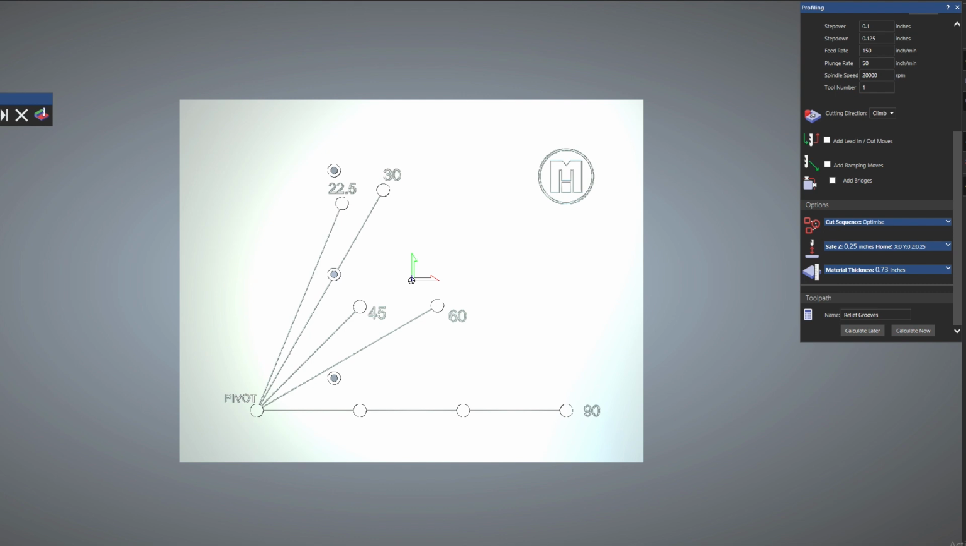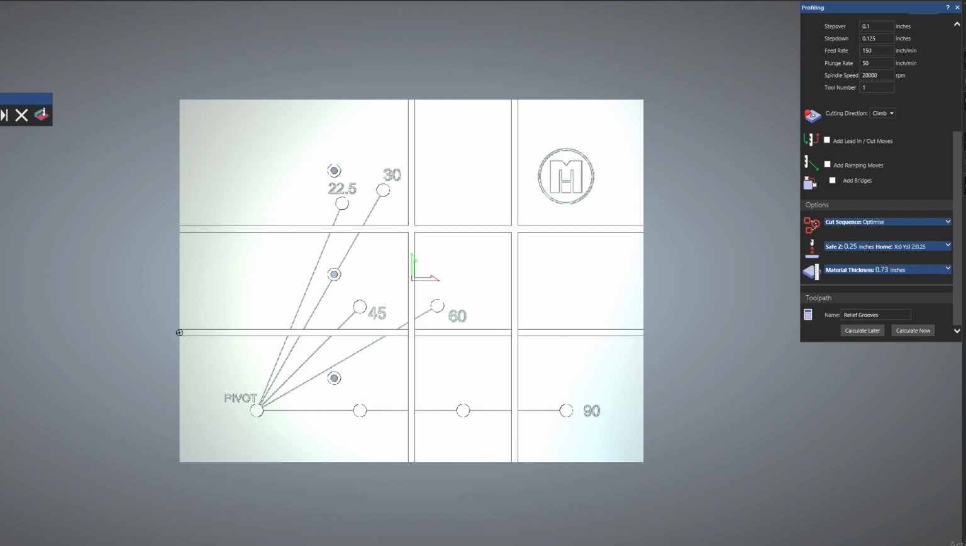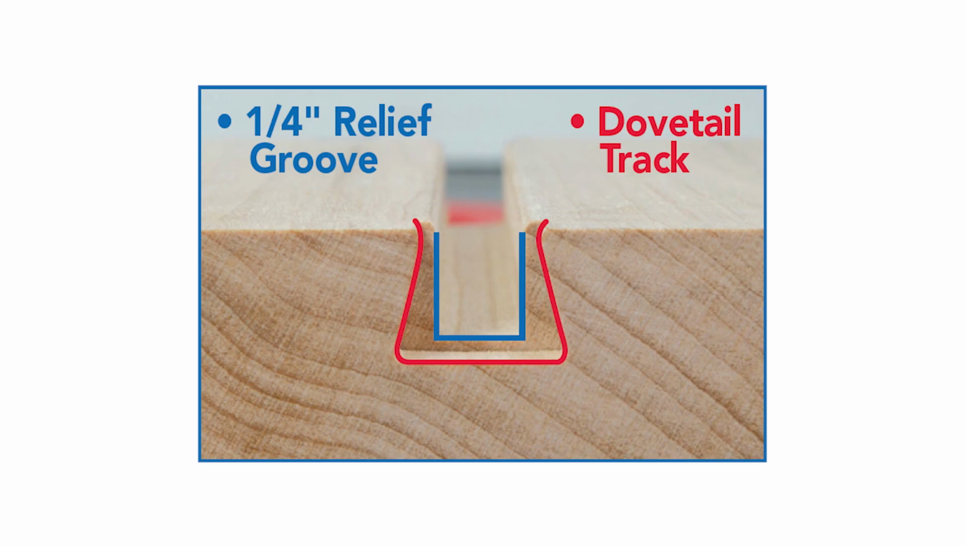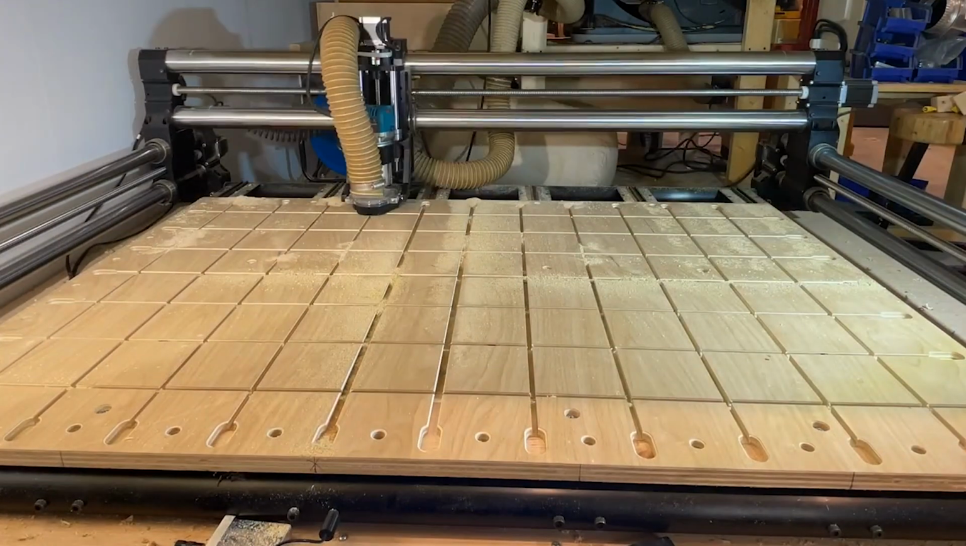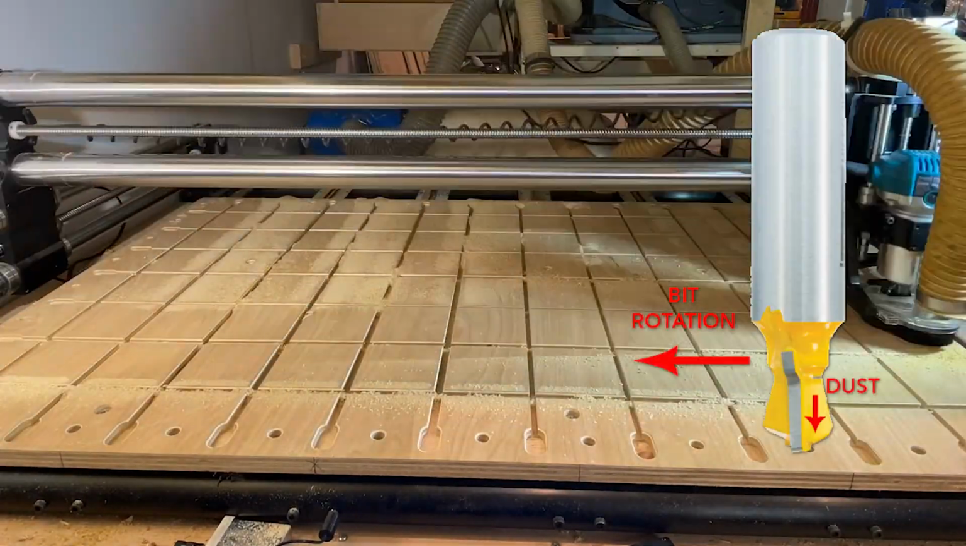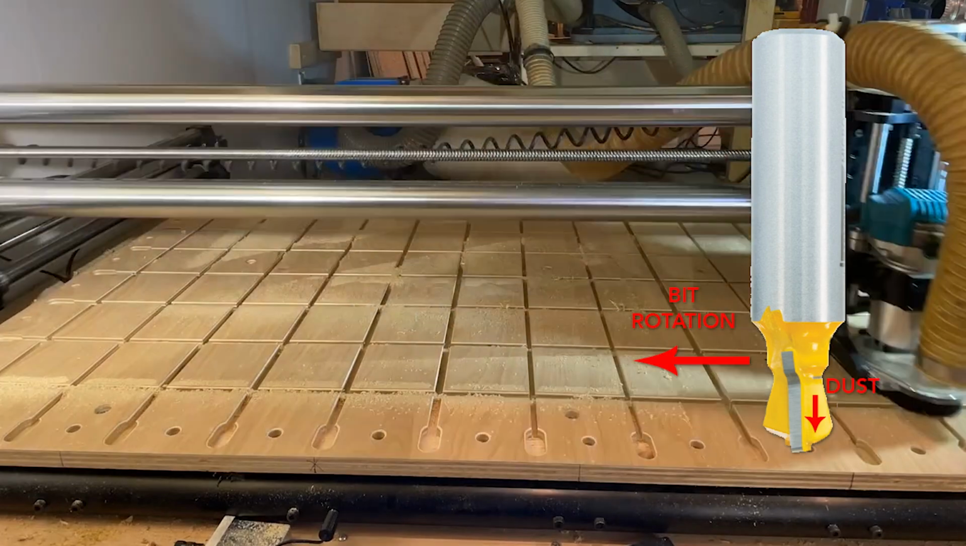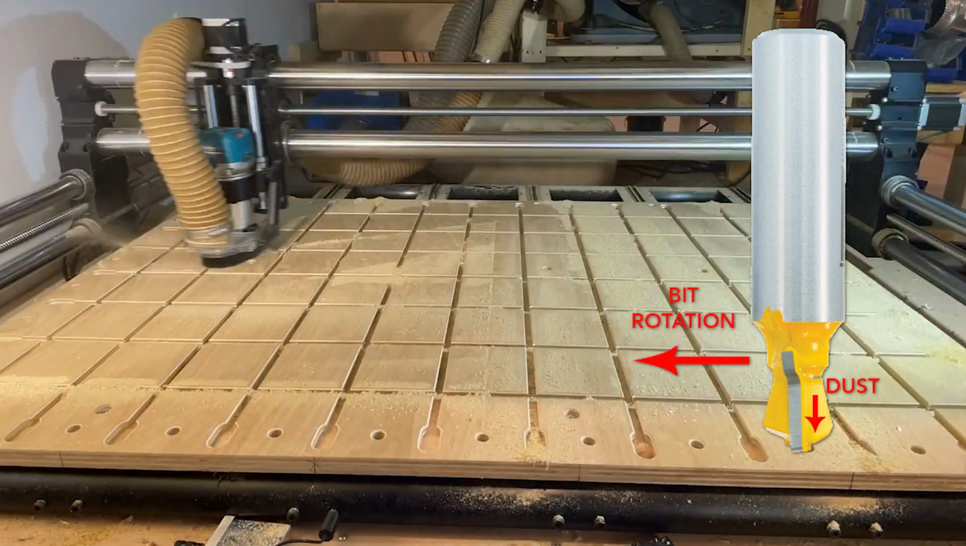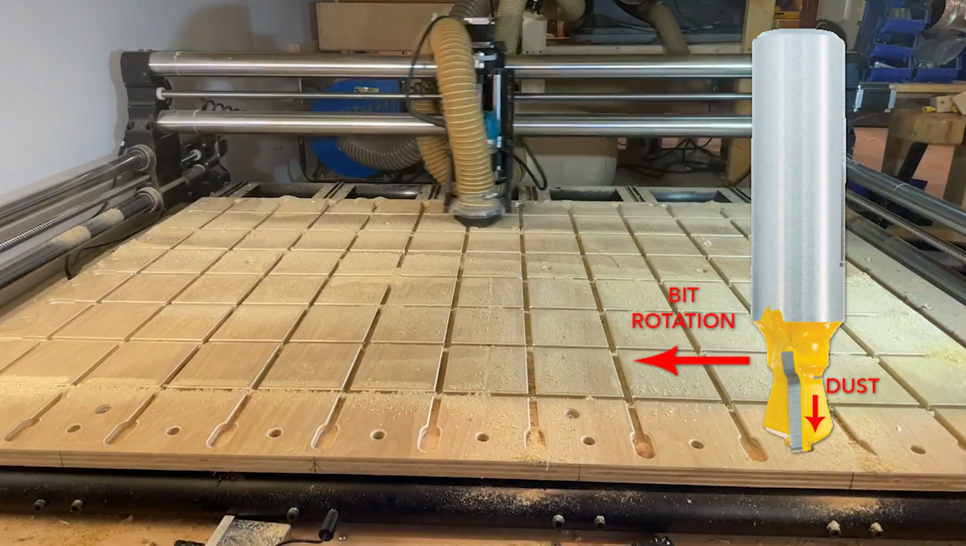The next group is the grid of relief grooves that'll eventually be dovetail tracks. The reason I have those in there is to hog out most of the waste prior to running the dovetail bit. The profile of that bit is pretty aggressive, and the carbide on it is in a downcut orientation, meaning that it's designed to eject dust down into the cut to preserve the appearance of the top surface. So the less dust getting crammed down into that groove, the better.